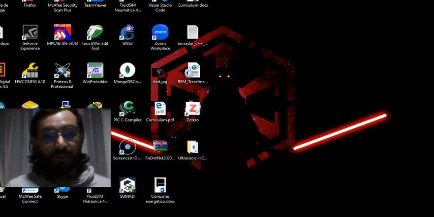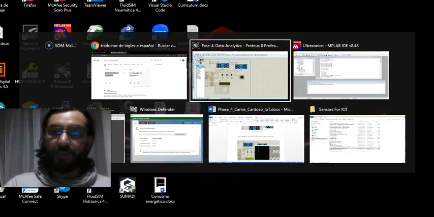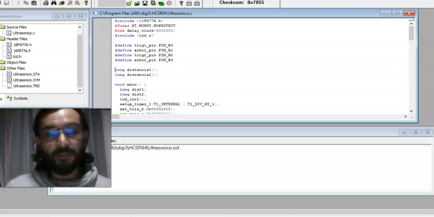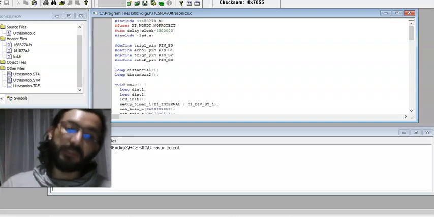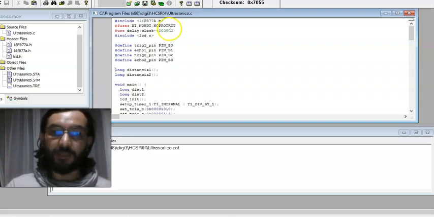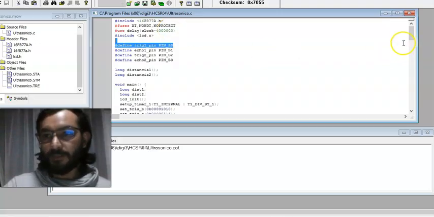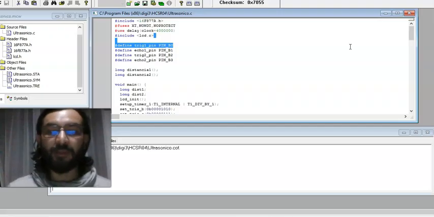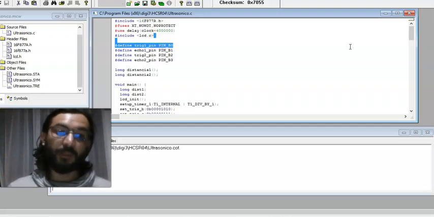I'm Carlos Cardozo, and I'm going to try to explain my job. My job is about designing the algorithm and an electronic circuit for the performance of this algorithm. The algorithm was done in MPLAB and compiled in C language.